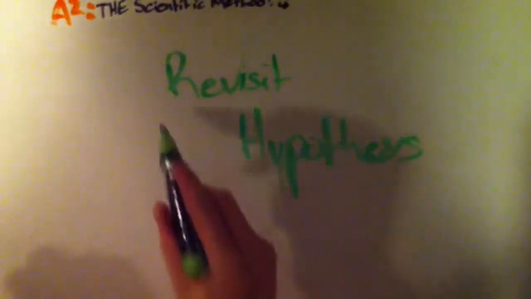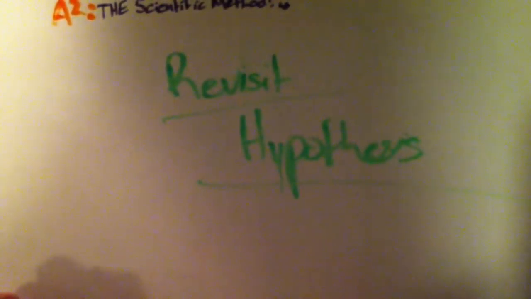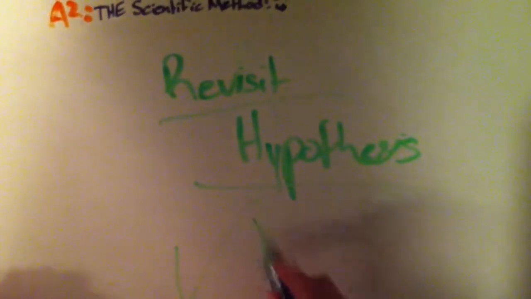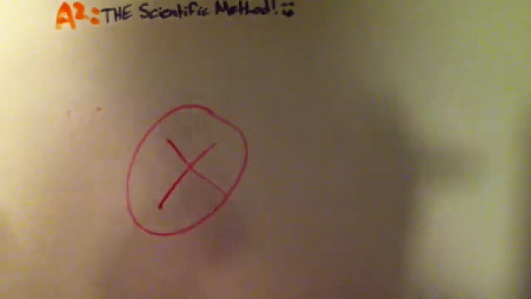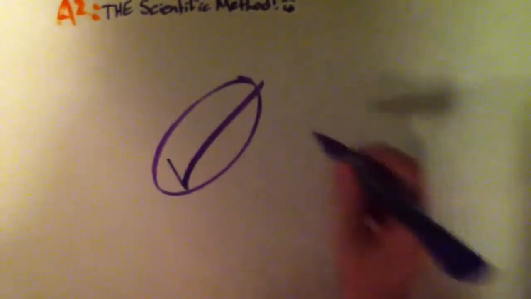Your next step would be to revisit your hypothesis. Was it right or was it wrong? If you were wrong, you might want to go back a couple steps, form new tests, and carry on from there. However, if you were right, you get to move to the next step.